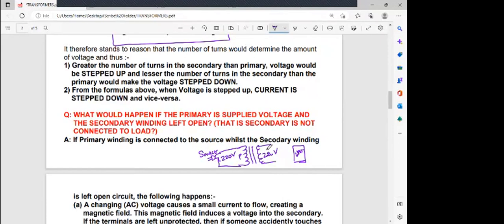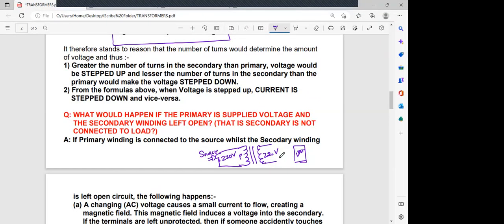If you're doing that, voltage is induced into your secondary, and if you touch these two terminals, you're going to get a big jolt, a shock. It can even electrocute you, if the current is high enough. Normally even 10 milliamps is enough to kill you. 10 to 15 milliamps is enough to kill you. So if you touch these two terminals, you're going to get a shock.